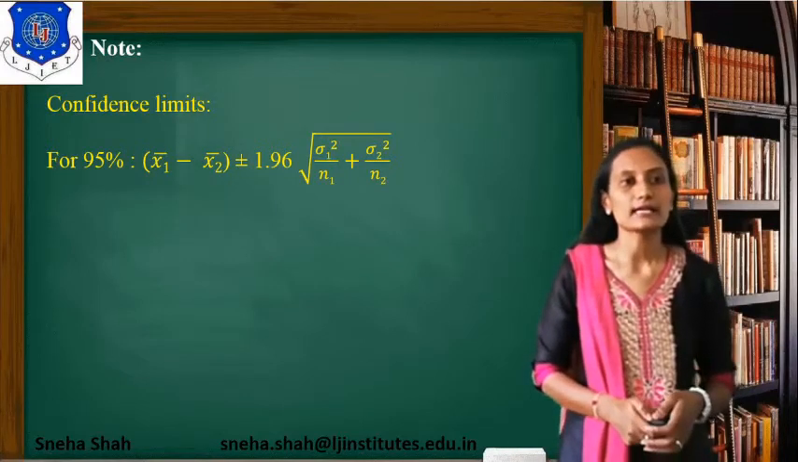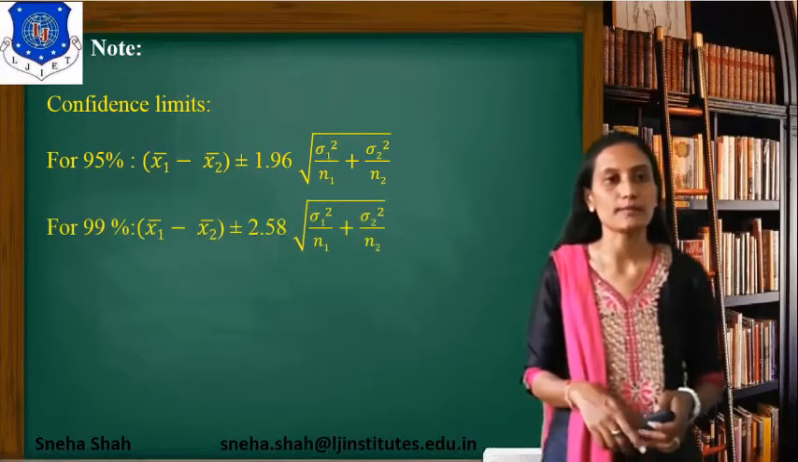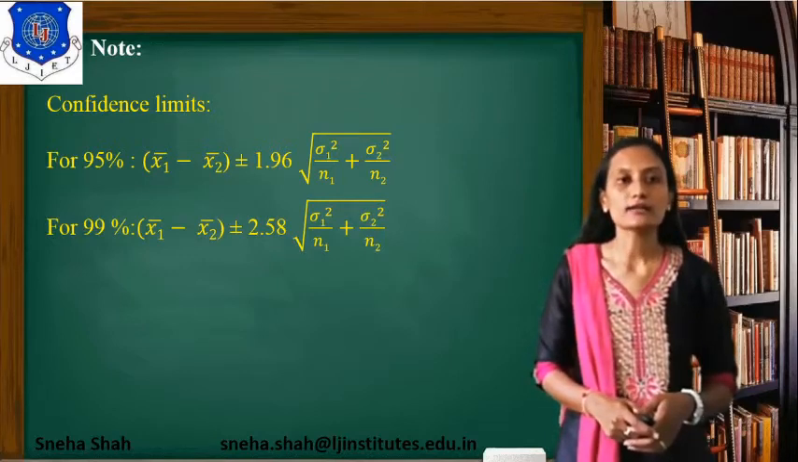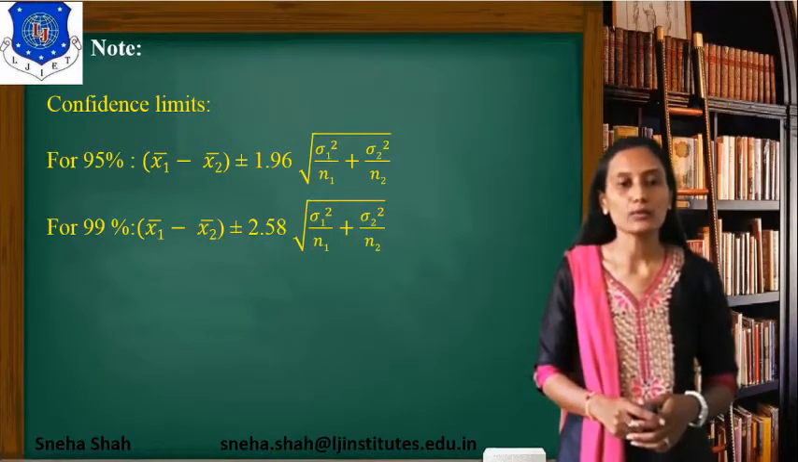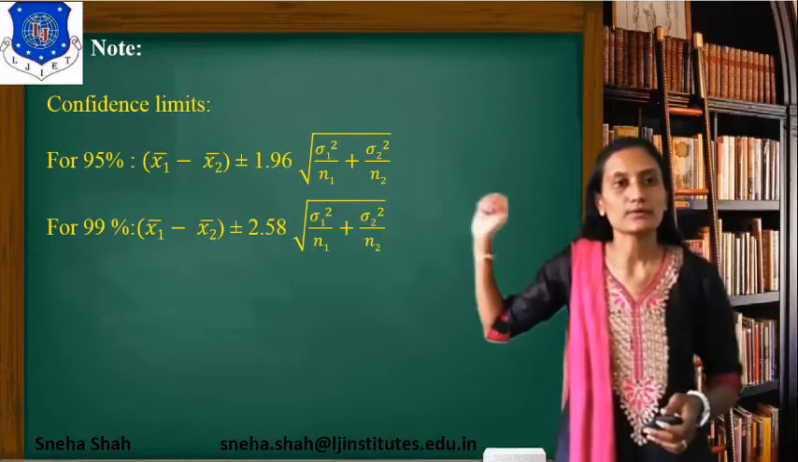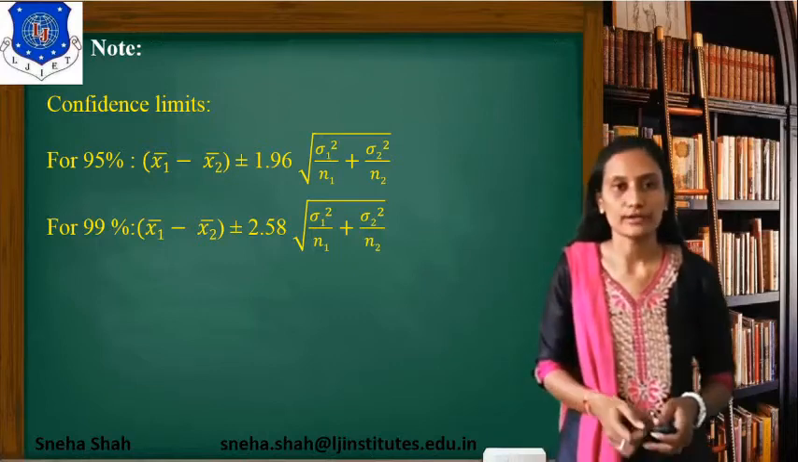Similarly, if we are taking 99%, then this value will be represented as x1 bar minus x2 bar plus or minus 2.58 under root sigma 1 square upon n1 plus sigma 2 square upon n2. So by using these two equations, we can solve any example to find out the limit of the confidence.